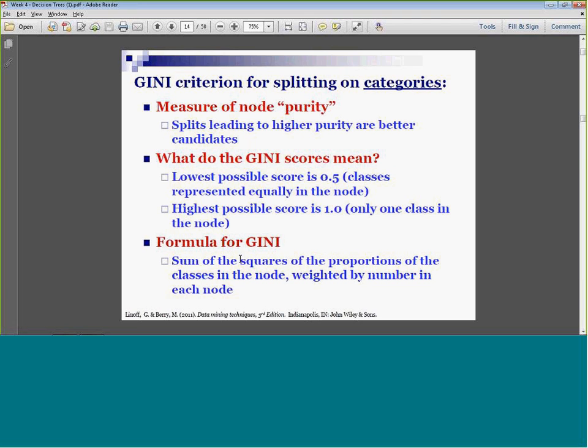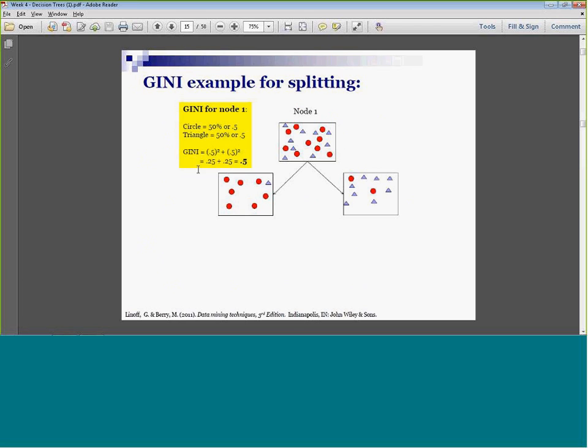What do we do with that? We square the proportions and add them together. So if we square 0.5, we get 0.25. If we square the other 0.5, we get 0.25. We add them together, we get 0.5, which we knew was the answer. Because remember, when you have equal representation of the outcomes, the Gini is 0.5.